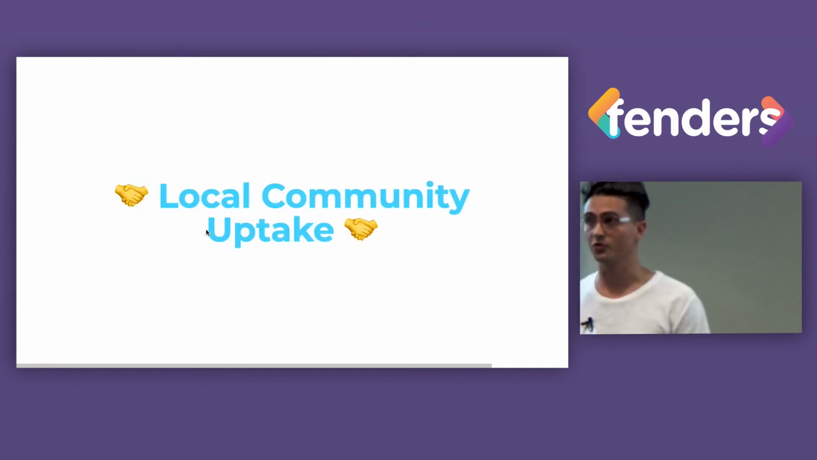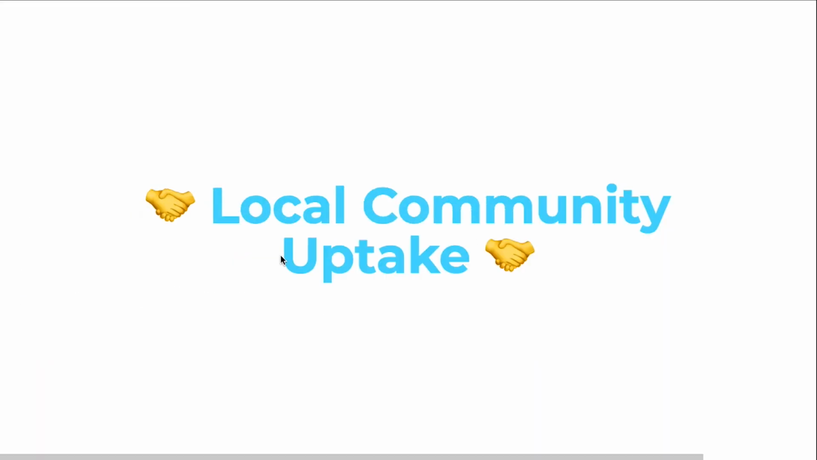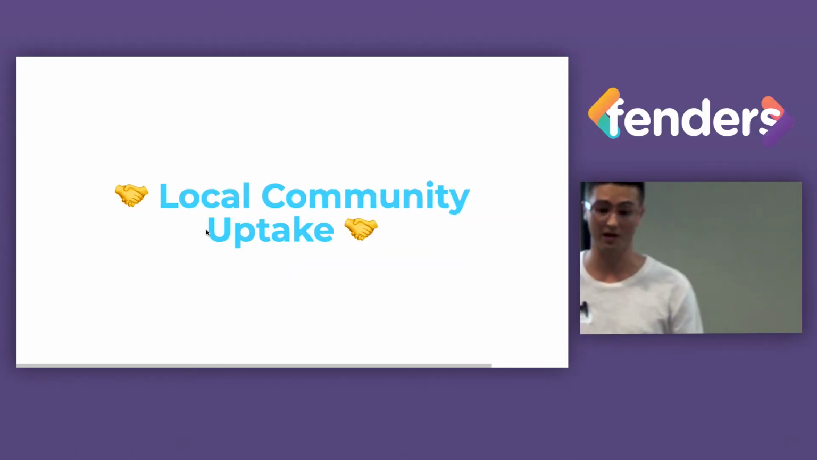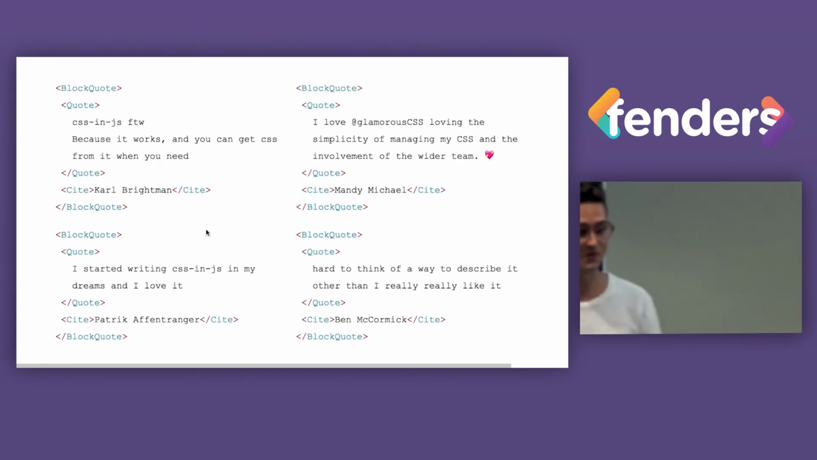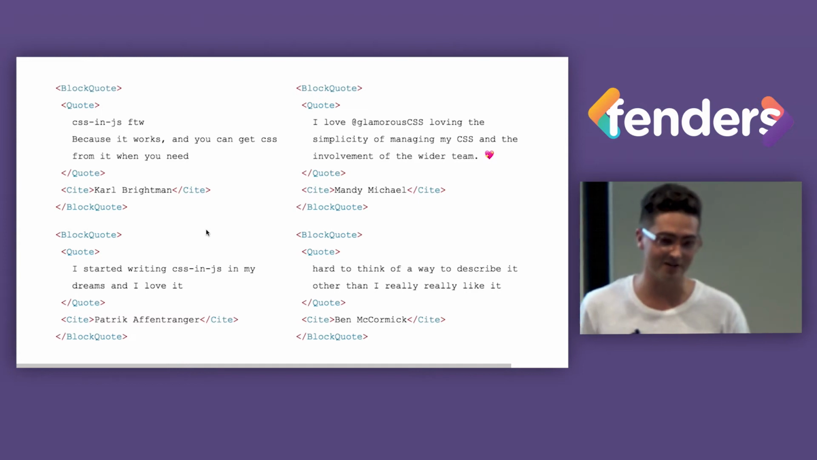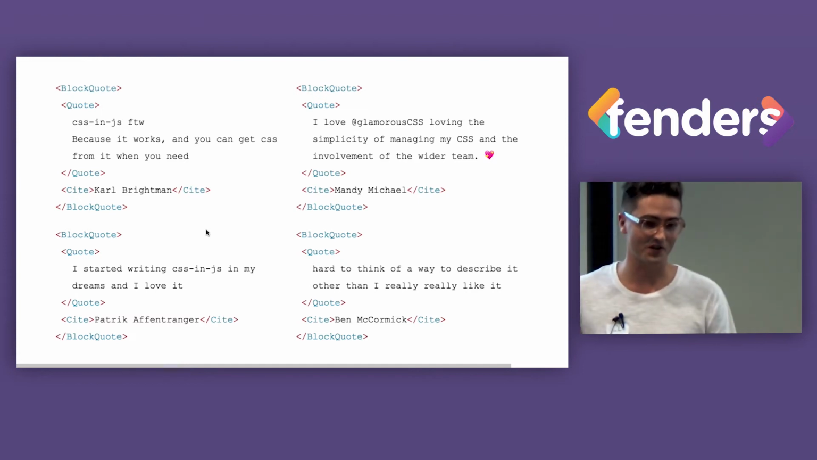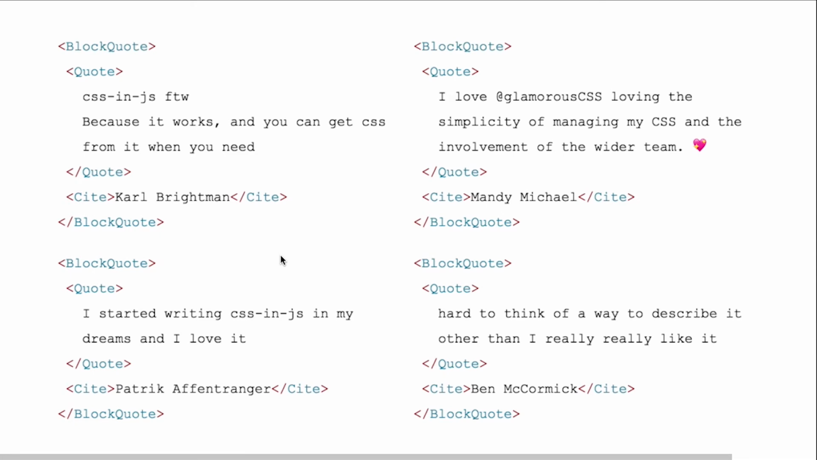Also, there's a lot of local community uptake. If you were to take it on, the Fenders community has a bunch of people now who are using it. The JavaScript channel on there often has chatter around how do you do this, how do you do that with it. If you ever hit any problems, you can hit up that channel. Here are some quotes from some local community members. Carl Brightman: CSS in JS for the win. It works and you can get CSS from it when you need. Great endorsement. Patrick: I started writing CSS in JS in my dreams and I love it.